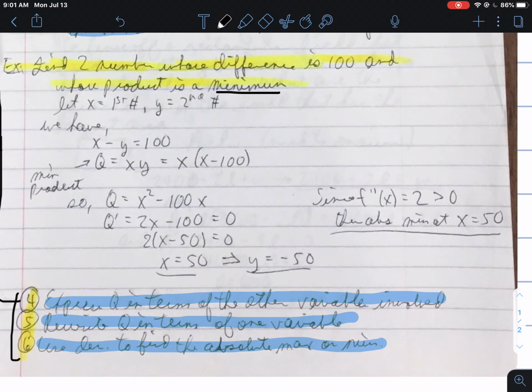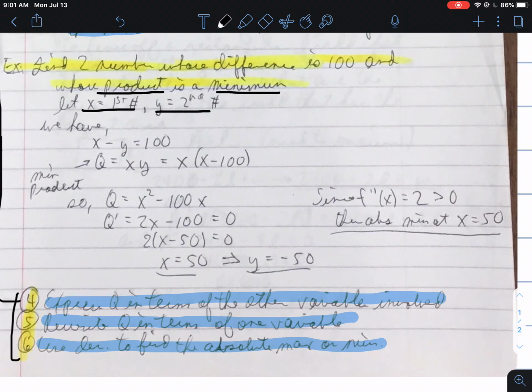So what is it that we are maximizing or minimizing? We are minimizing, in this case, the product of these two numbers. So that's the quantity that we're interested in. Now, other unknowns, of course, are the two numbers themselves. So I just labeled them as x and y. So I said, let's let x be the first number, y be the second number.